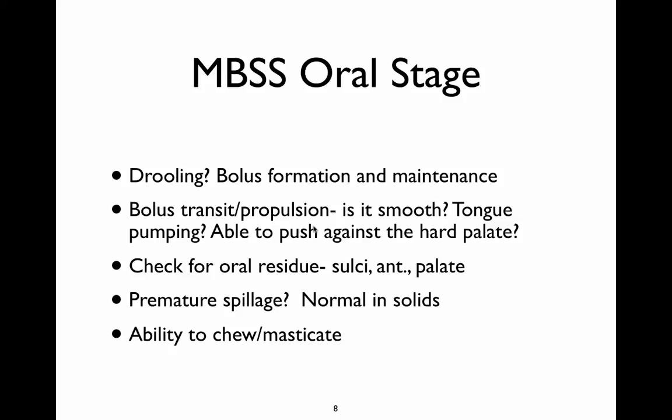After the swallow is over, you're going to check for oral residue everywhere in the sulci, in the anterior aspect, on the palate. You're going to check and see if there's been any premature spillage, and or if there has been any unexpected characteristic to the transit of the bolus as it proceeds from the end of the oral stage into the beginning of the pharyngeal stage. And you're also going to be checking out how the person is able to chew, if their mastication is functional for the things that they would like to eat.